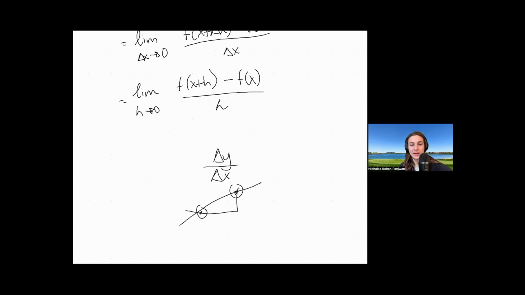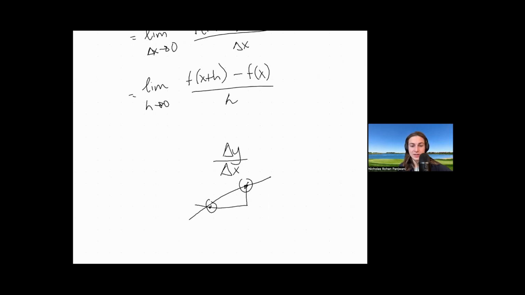So again, the concept of what we're doing is, if this is x and this is x plus delta x, we're bringing delta x close to 0, which means this point here is getting really, really close to this point. And so as they get closer and closer together, they almost, if not truly, form one single point.